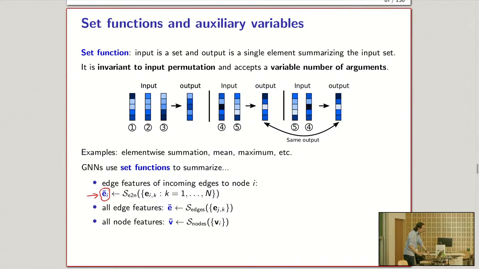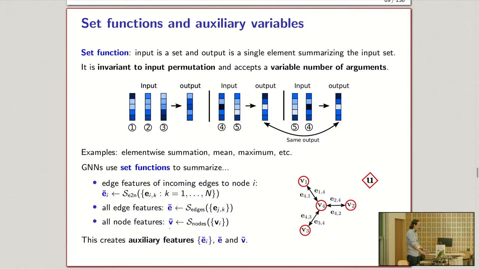You're going to create a summary of all the edges, which we call E with a bar, and a summary of all the nodes. And based on these summaries, then we will be updating again the values of some of the vectors. We are going to see in an algorithm how all this works visually. So we are going to use now these auxiliary variables that summarize the incoming edge vectors to a node, all the edge vectors in the graph, and all the node vectors in the graph. So we have our graph like this. We had the features for the nodes, features for the edges, global features, and now we have summaries of incoming edges to a node, and summaries of node features, and summaries of edge features.